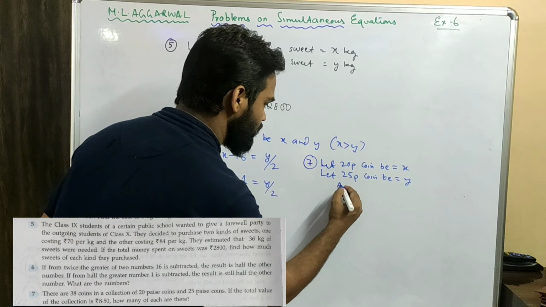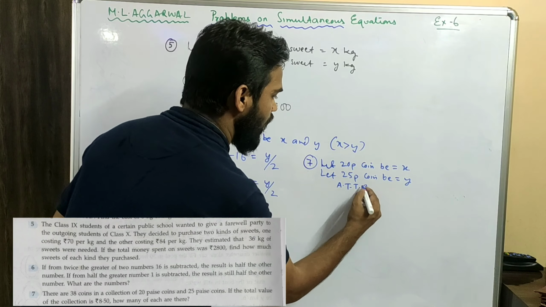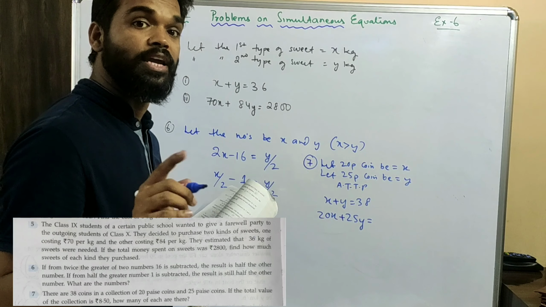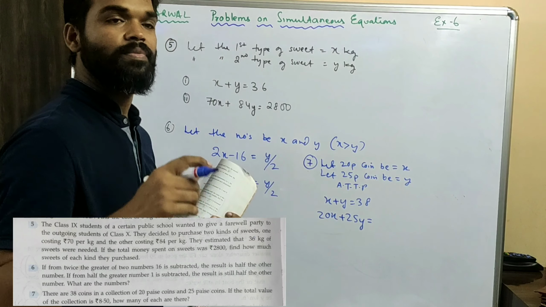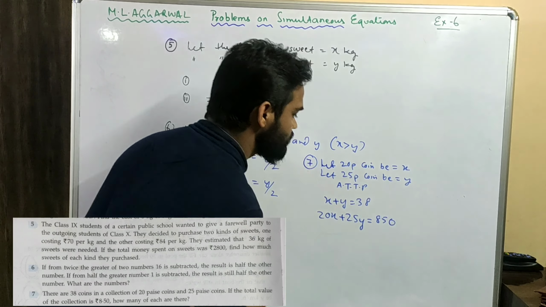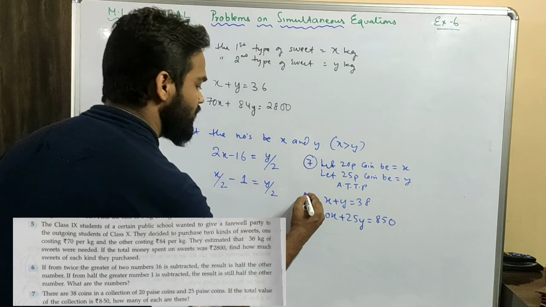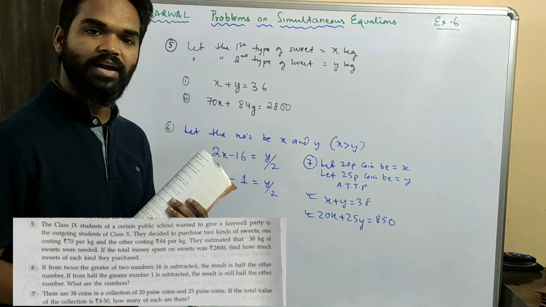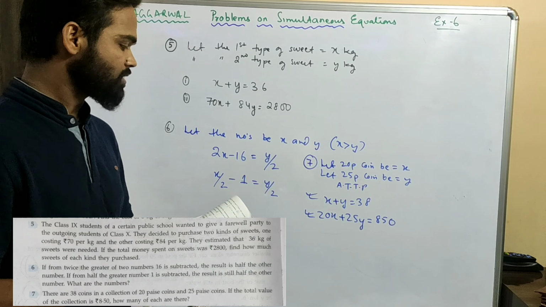Then according to the problem, they have already told in the sum how many coins are there together? There are 38. So can I say x plus y is 38? And the total amount is rupees 8.50. What I'll do? 20 into x plus 25 into y is equal to 8.50 in rupees. These are in paisas. So rupees 8.50 becomes 850 paisa. Done. So these two are my equation. Simplify it, you'll get the answer. Now look at other sums.